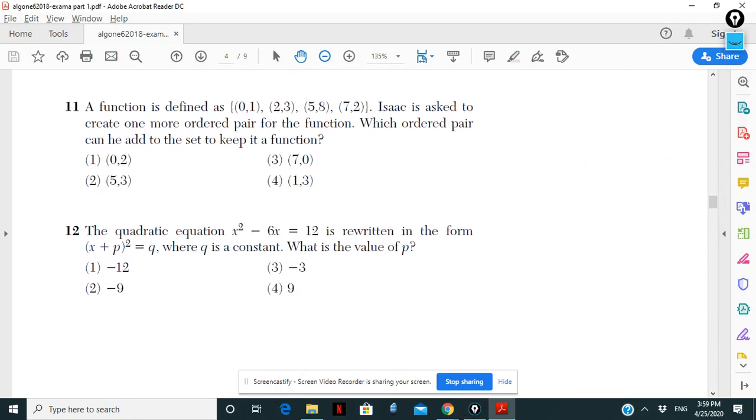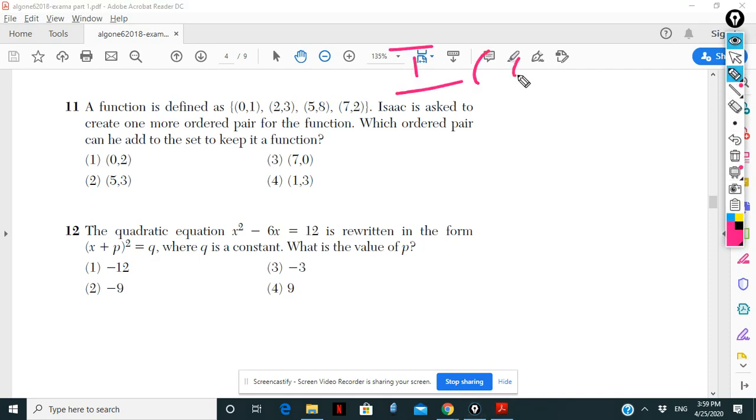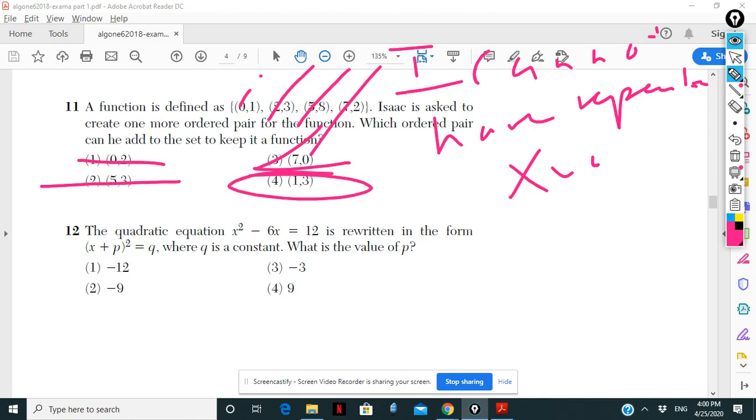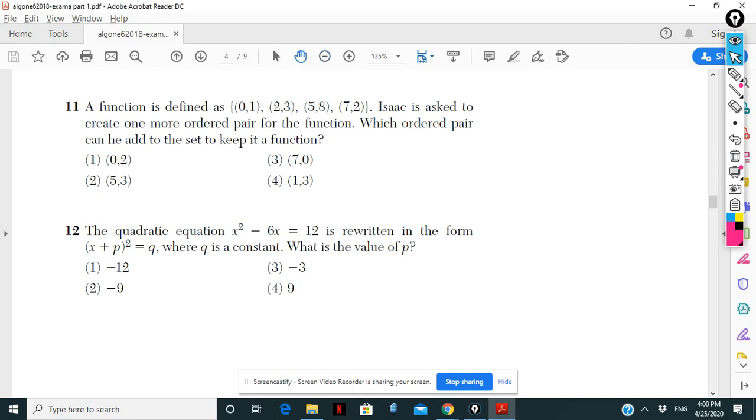Question number 11. The function is defined at 0, 1, 2, 3, 5, 8, 7, 2. Is asked to create one more order of the function, so it keep a function. So to keep it a function, I cannot have repeated x value. So I cannot have 0, I cannot have 2, I cannot have 5, I cannot have 7. So I cannot have this one, I cannot have 0, I cannot have 5. So the answer is 4. The answer is 4.